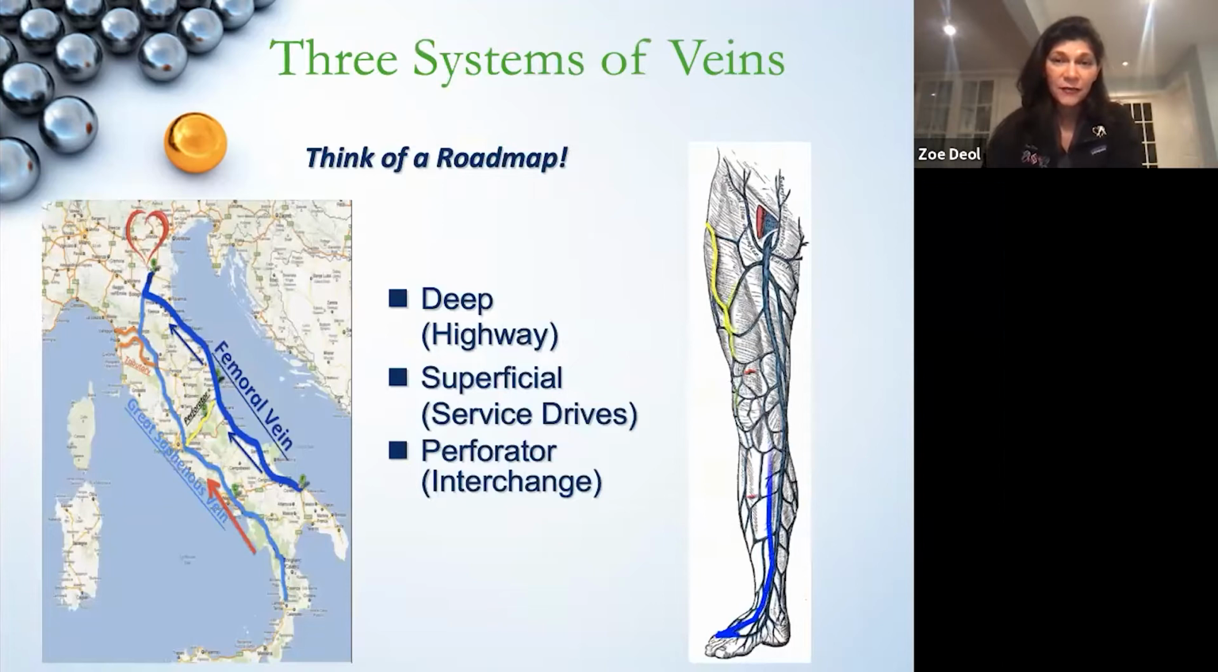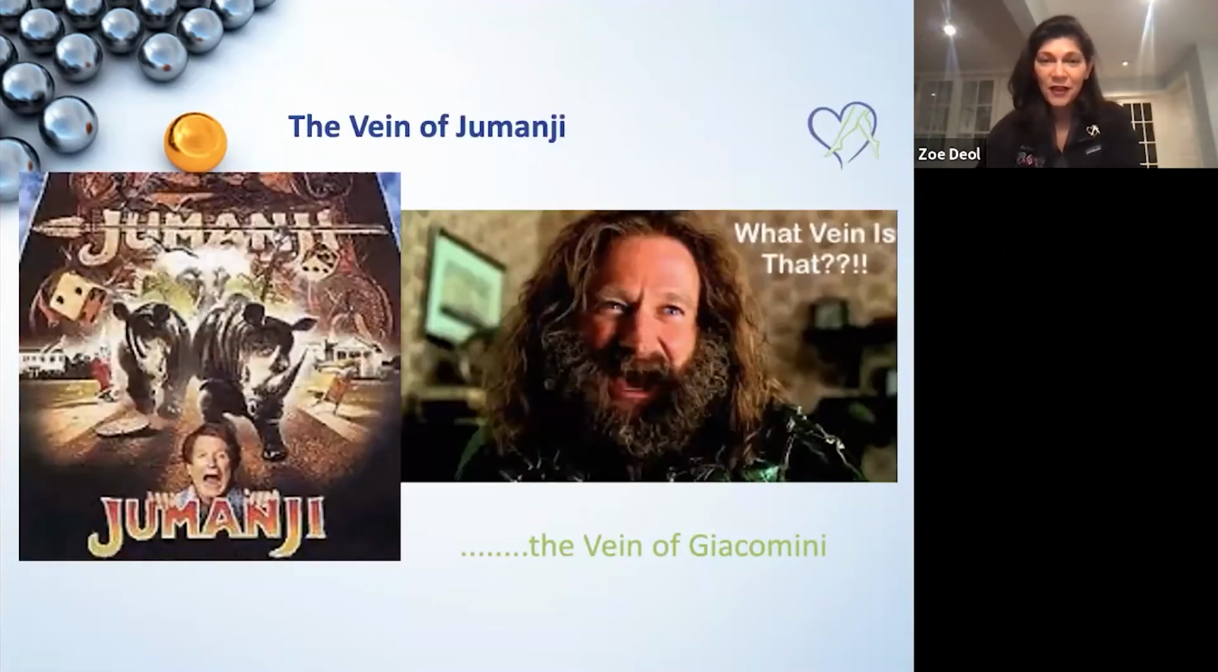I like to tell my patients to think of this as a roadmap, this is, of course, Italy, with the femoral vein being the superhighway, the superficial system being the accessory or service drives, and the perforators being interchanges between the two systems. Now, there are a lot of different ways to name veins over the years. The nomenclature has changed, and I love it when my techs tell me they have a vein of Jumanji, because they know I love the vein of Giacomini, but they sometimes misname it.